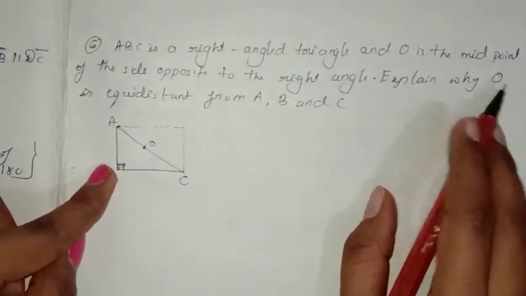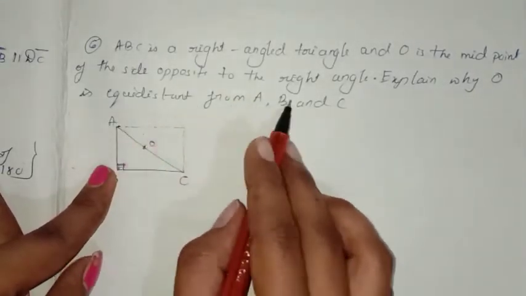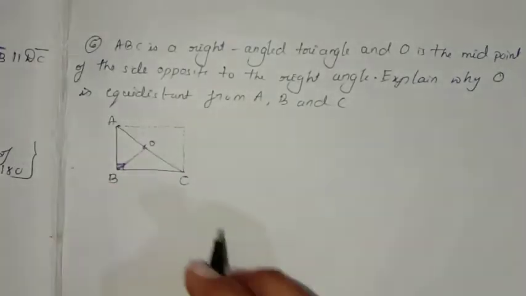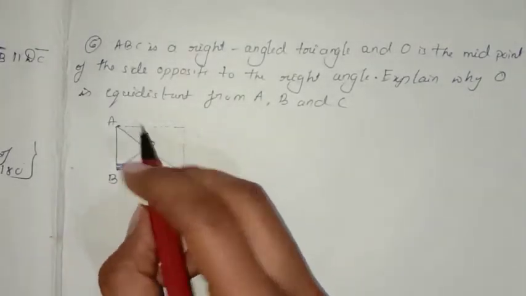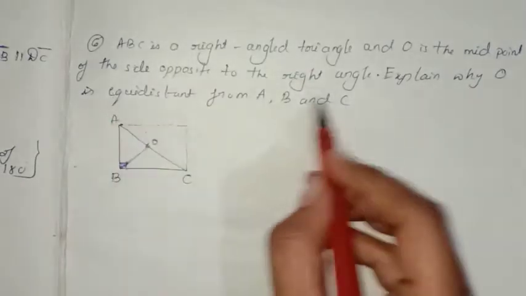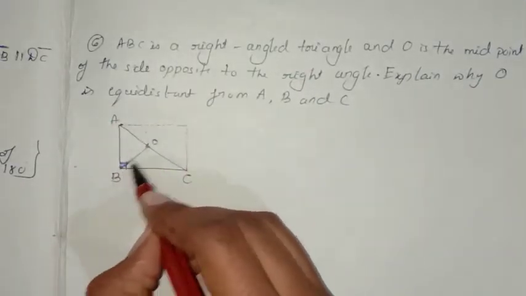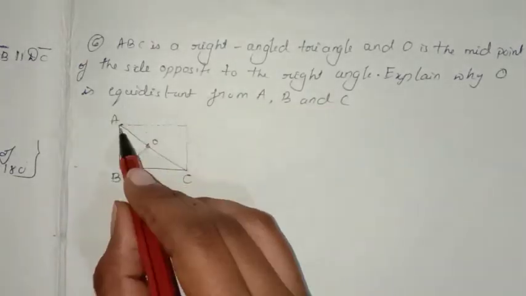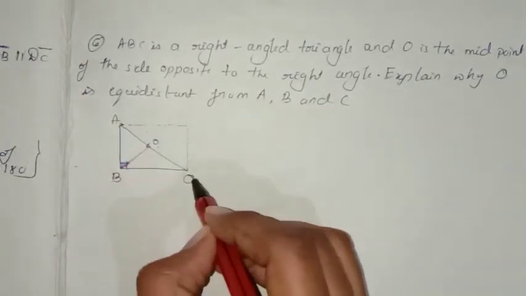So explain why O is equidistant from, so that means this will be a midpoint, and you have to explain why this midpoint formed is equidistant from A, B and from C.